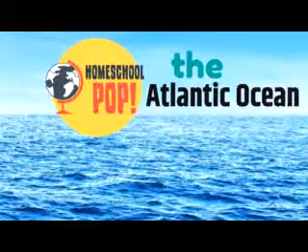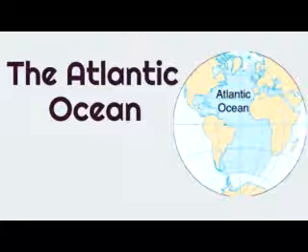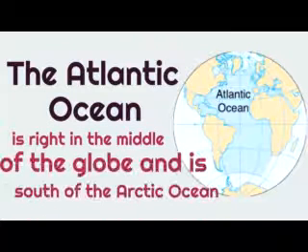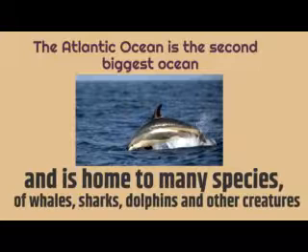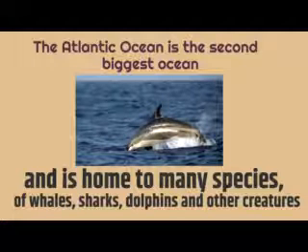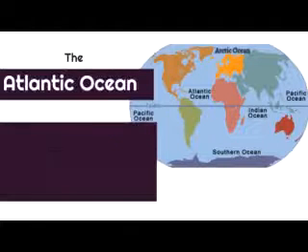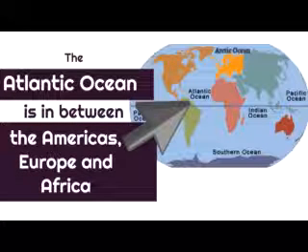Now let's talk about the Atlantic Ocean. The Atlantic Ocean is right in the middle of the globe and is south of the Arctic Ocean. The Atlantic Ocean is the second biggest ocean and is home to many species of whales, sharks, dolphins, and other creatures. So where can you find the Atlantic Ocean? Well, the Atlantic Ocean is in between the Americas, Europe, and Africa.